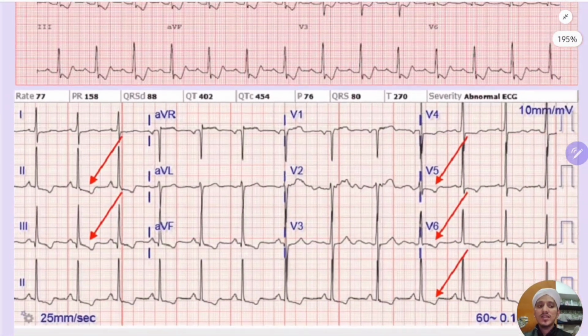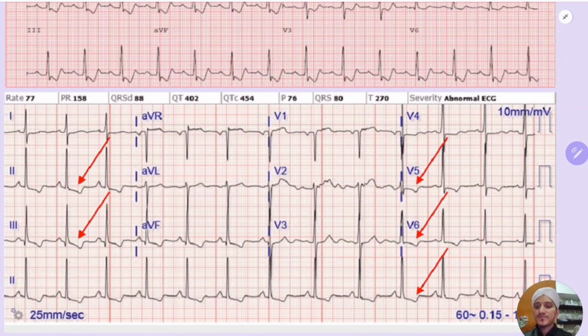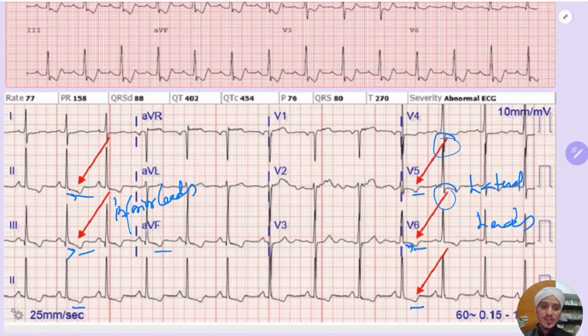This is the second ECG. What are you seeing here? There is inversion of T waves as shown by these arrow marks. See this T wave, and this one, and this one. These are inferior leads, 2, 3, aVF, and these are lateral leads. Along with the T wave inversion, you can also see slightly ST segment depression.